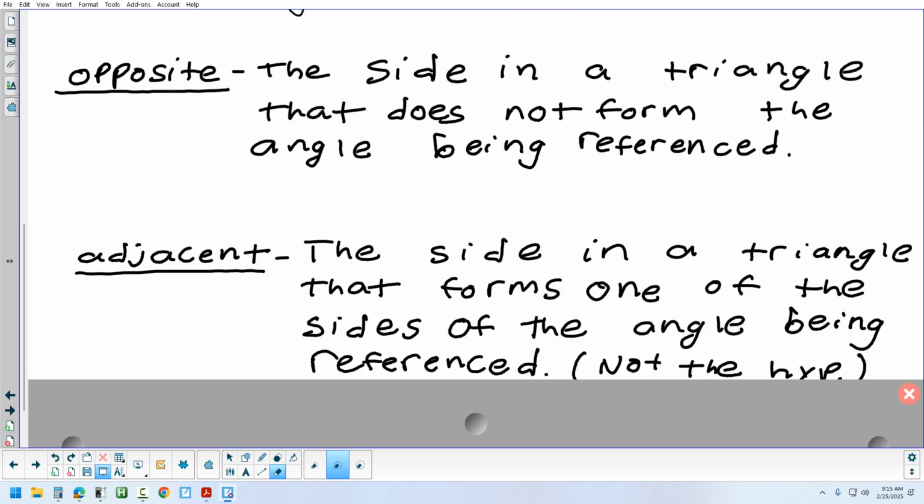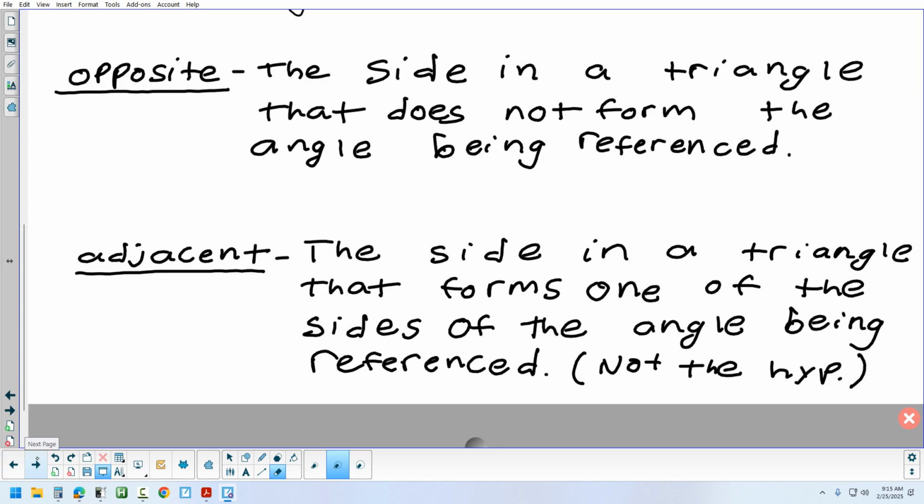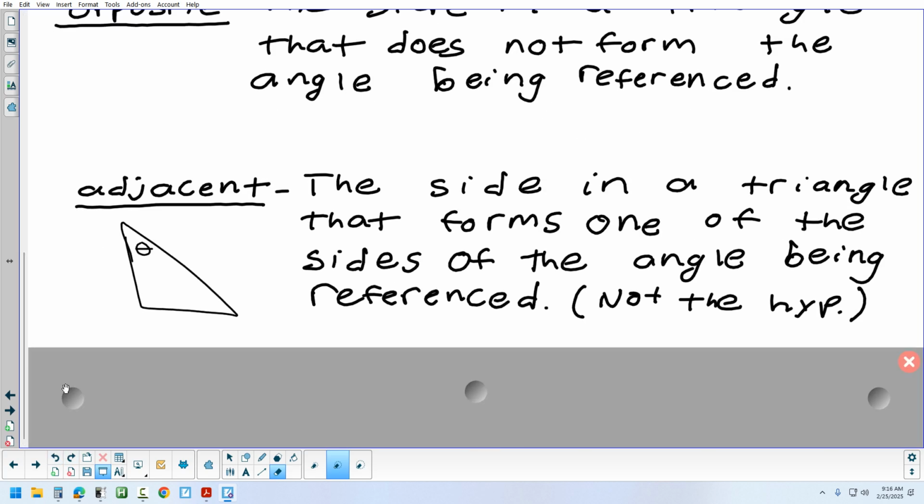Adjacent is the side in the triangle that is right next to the angle. It actually forms one of the sides. So in that diagram, if I erase the adjacent side, I don't have an angle anymore. I just lost one of my sides that was forming the angle. Okay. So adjacent is the side next to the angle, but not the hypotenuse. So that's how you can describe it if you want to think about it in words. Any questions on that?